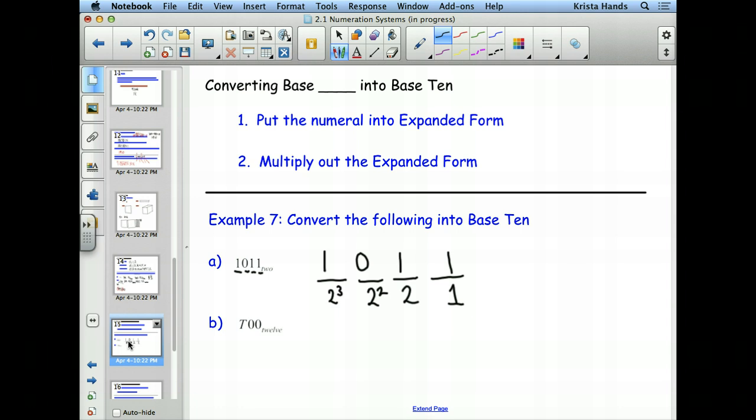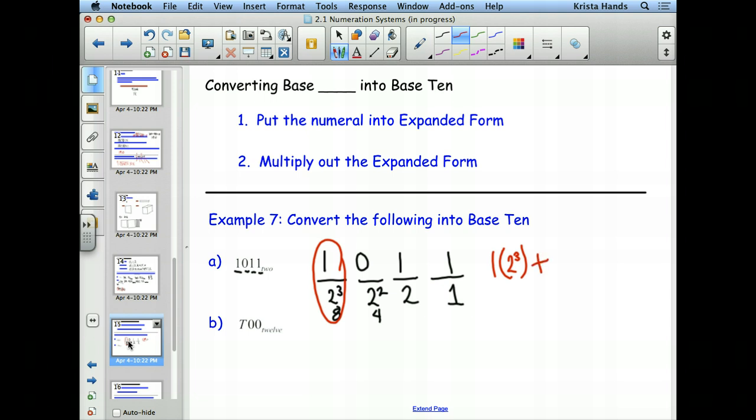So what is 2 squared? So everybody's on the same track. 4. And 2 to the third is 8. Okay, so those are the numbers we have. So what we're actually going to do is we're going to multiply out the expanded form. What does that look like? Well, that means that I'm going to take the number that's in that place value, which is the 1, times the place value. So I've got 1 times 2 cubed.